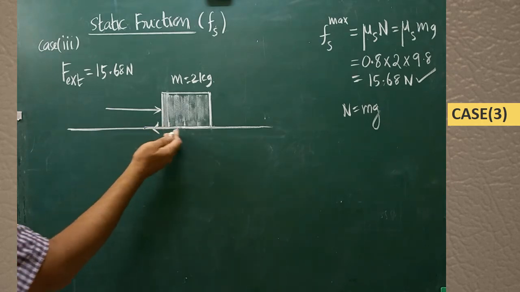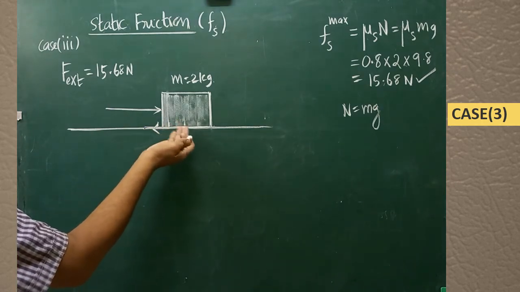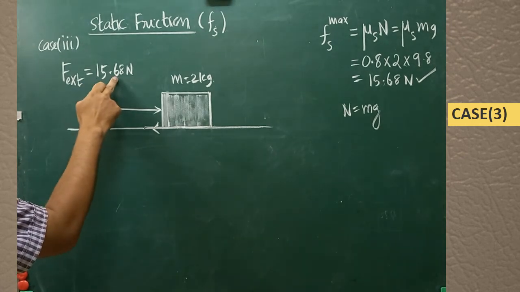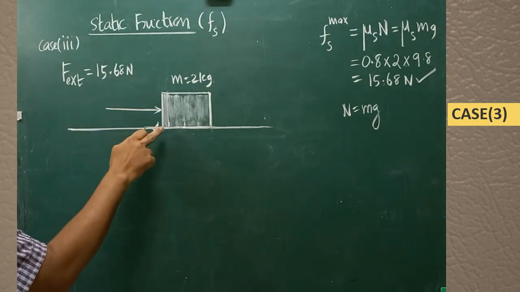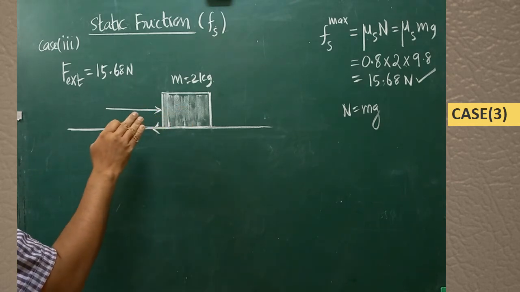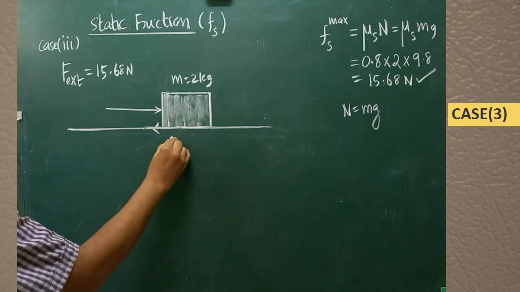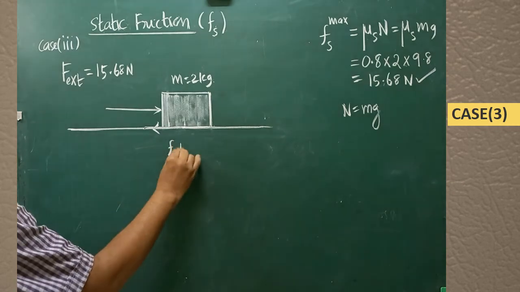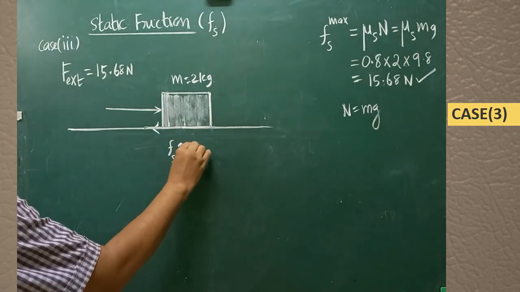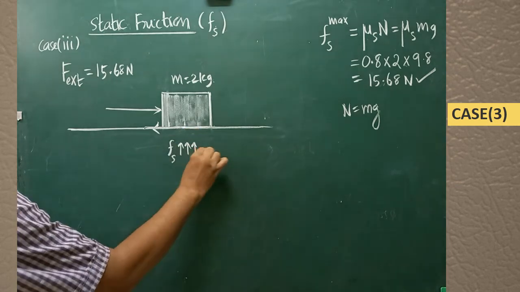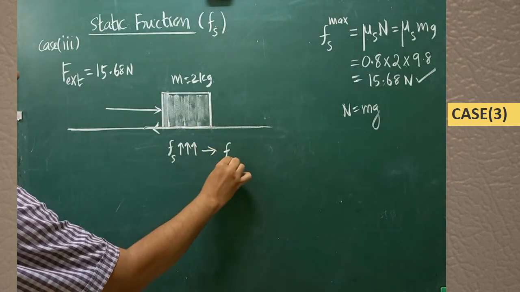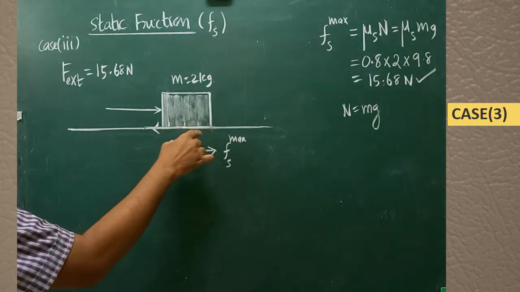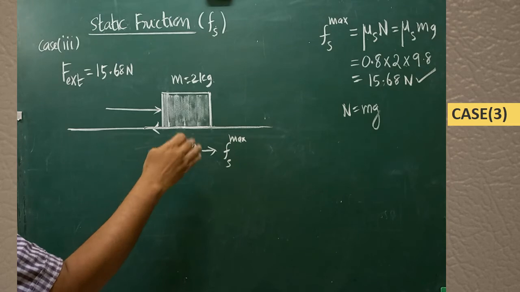Here also the frictional force automatically starts to increase. How much external force is acting here? 15.68 Newton is acting on the object. I am trying to push it and move it. Here also the static frictional force starts to increase. When the frictional force starts to increase, it will attain the maximum value, that is Fs max. Up to a certain extent alone the frictional force will increase. It won't go beyond that.